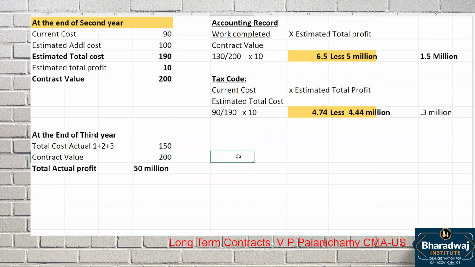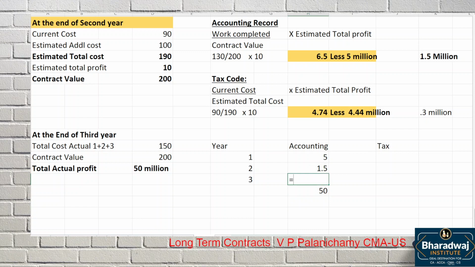For tax or accounts, it's going to be how much million? 50 million. Okay. Now let me do the working for accounting record purpose and tax record purpose. First year, second year, third year. Accounting record purpose, how much do we recognize? 5 million. Second year, 1.5 million. What is the total? 50 million.